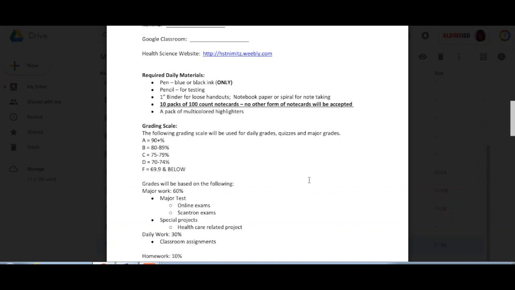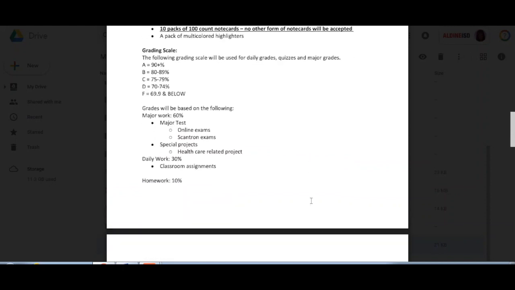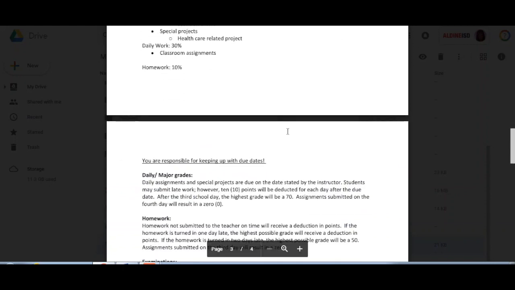The following grading scale will be utilized. If you didn't know what it is, A through F. Your major work is 60%. Tests, major tests, online exams, Scantron exams, and some paper exams. You may have some special projects which will be healthcare related. Your daily work is 30%. Those are your classroom assignments. Homework is 10%.